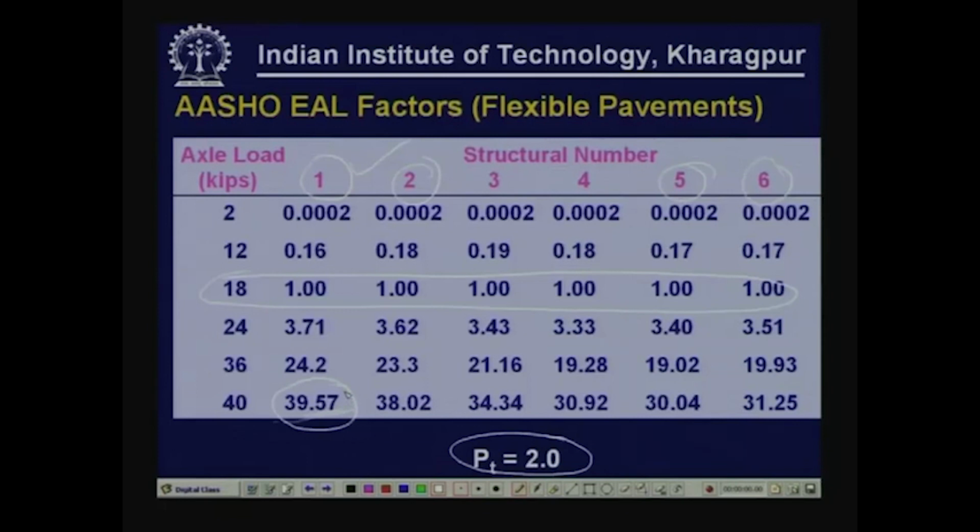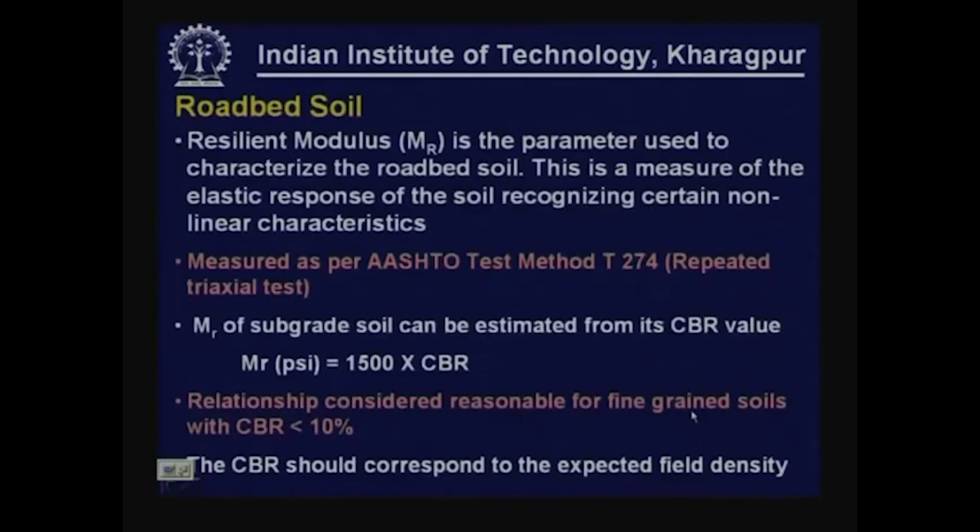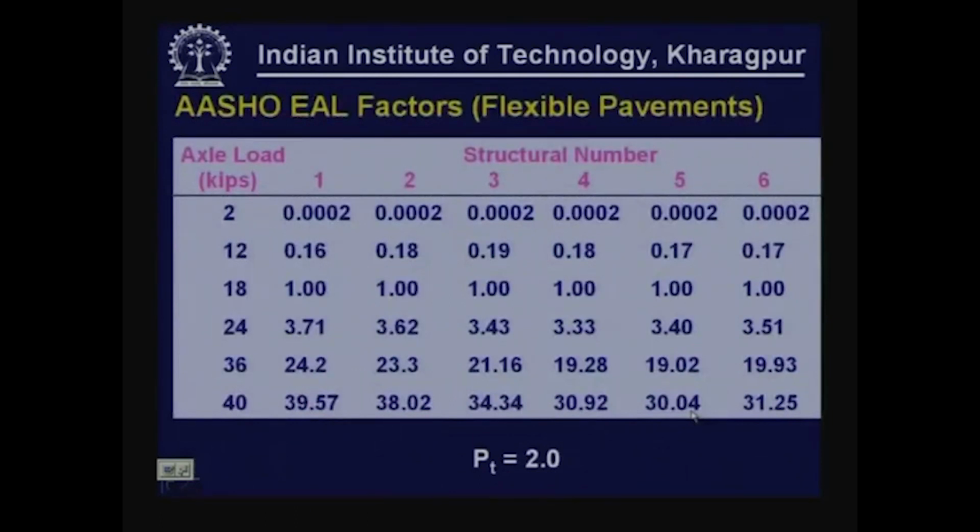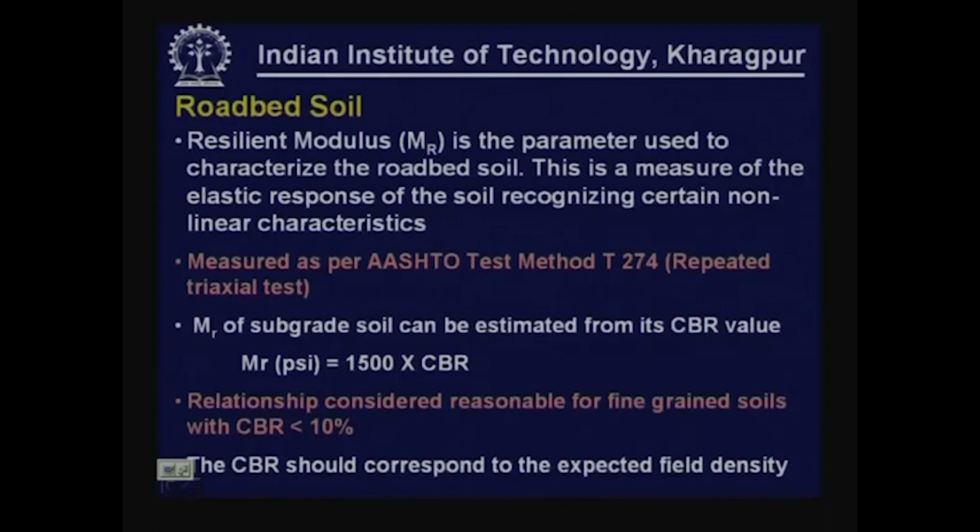That means 40 kip axle load is approximately equal to about 40 standard axle loads for a pavement having structural number of 1, if the terminal serviceability index that is considered is about 2. Same axle load, if you consider a stronger pavement, the corresponding equivalence factor is significantly reduced. We will have several other tables which give us equivalence factors for concrete pavement and also flexible pavement for different terminal serviceability values, for different structural numbers, and also for different thicknesses of concrete slab in the case of concrete pavement.